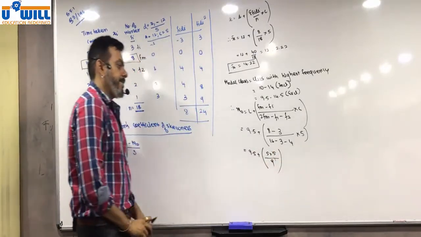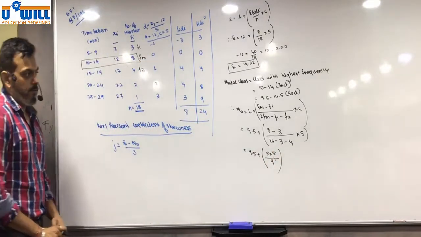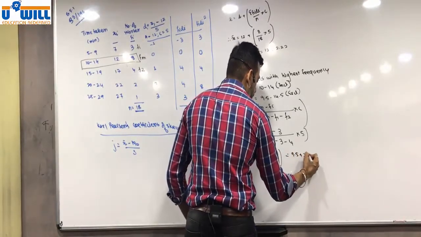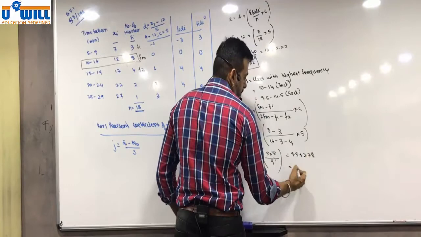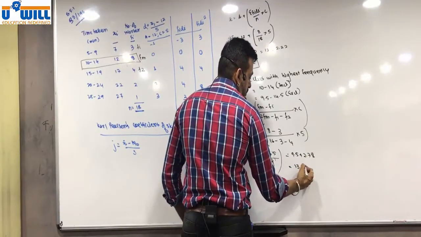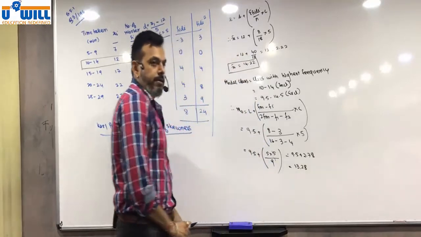That is 25 by 9, which is equal to 9.5 plus 2.78, which is equal to 13.28.